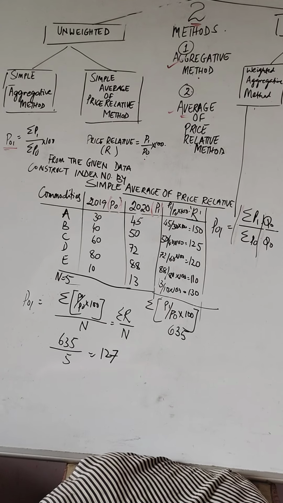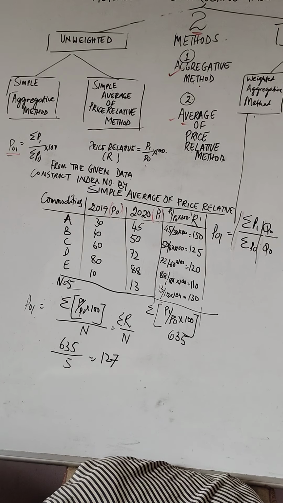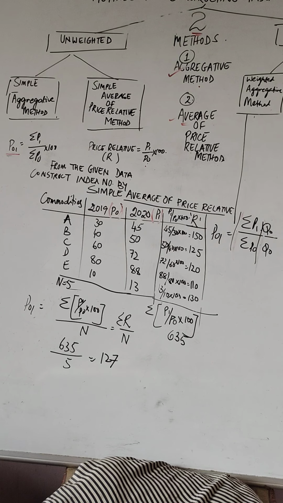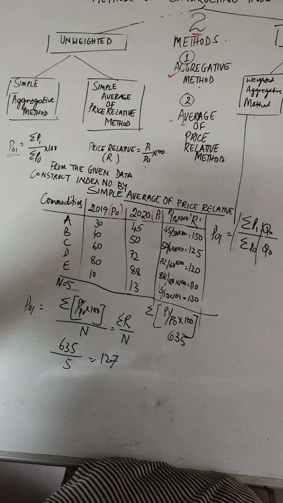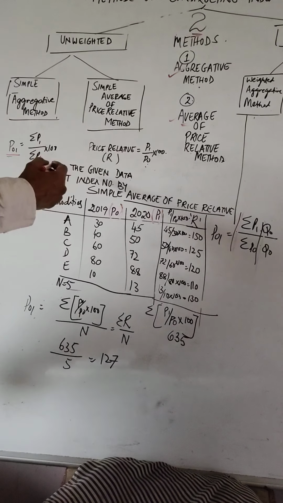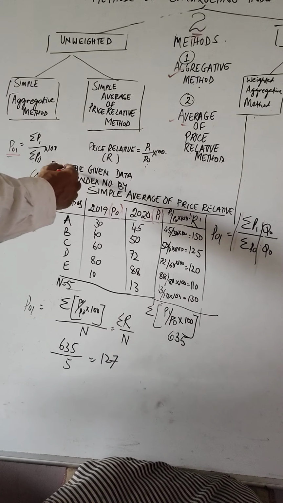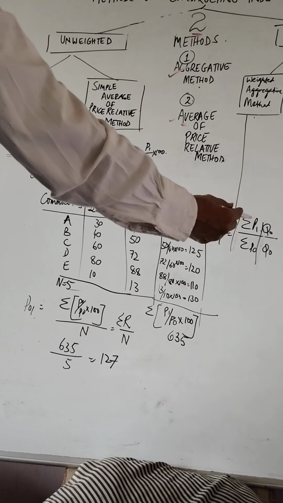In the last class, we talked about what is known as the simple aggregative method, and in this class we are going to do, with the help of this particular numerical, the simple average of price relative method. Okay, so let's do the steps. First things first, let's read the question: from the given data, construct index number by simple average of price relative.